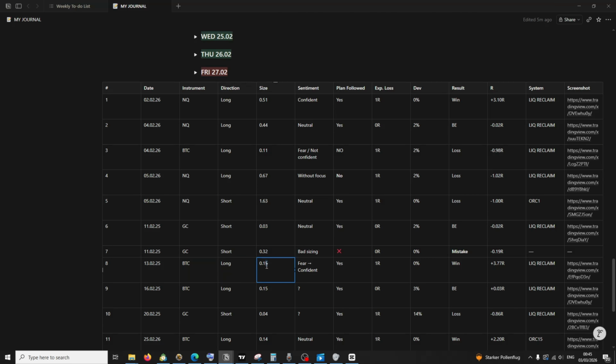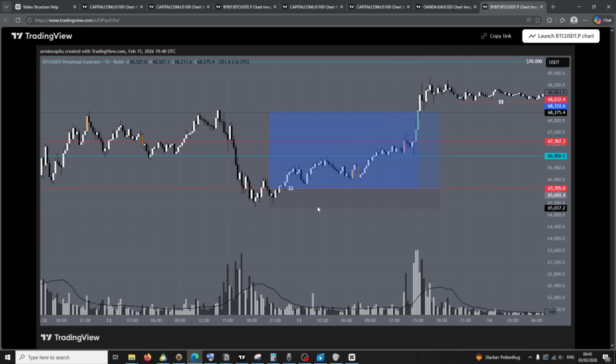So trade number 8, that's Bitcoin, a long position. All right, pretty low sizing as expected. Fear, confident. Okay, plan followed, 1 hour, 0% deviation, and that resulted in a winner, plus 377. That is again the same setup, liquidity reclaim. This kind of setup is mostly a swing setup actually, and as you can see, it took almost 1 day, 2 days to take profit.